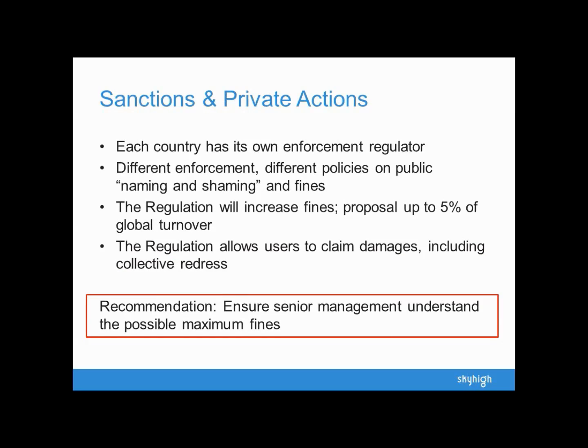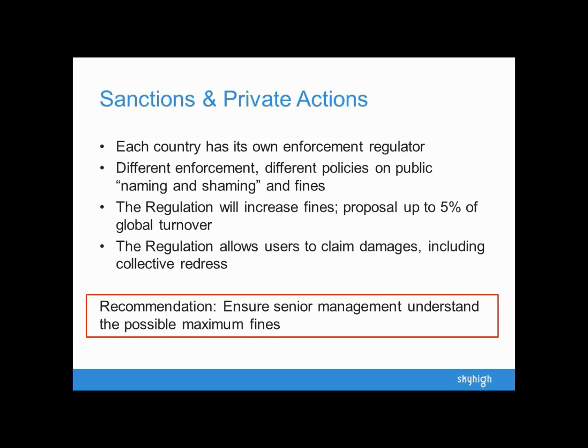And right now, there are 28 different regulators in the 28 different countries, and they all work differently. Some of them, like the ICO in the UK, will update their website and issue a press release whenever they find somebody. Other countries, they don't. But probably the number one bullet in here is the regulation is expected to increase the fines. No doubt this is something that people are lobbying hard to get to a number that they feel comfortable with, but the current proposal is to go up to 5% of global turnover.